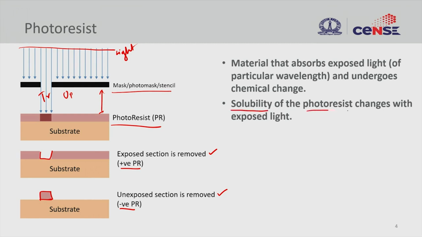The solubility of the photoresist changes with exposed light, and that is the reason why this photoresist material should be photosensitive, right? It should not be photosensitive to all the light or all the wavelengths. It is very specific to a certain wavelength, and that is the reason why we say it should absorb only a particular wavelength, and undergo a chemical change that results in a solubility change, right? So this is what we want to achieve.